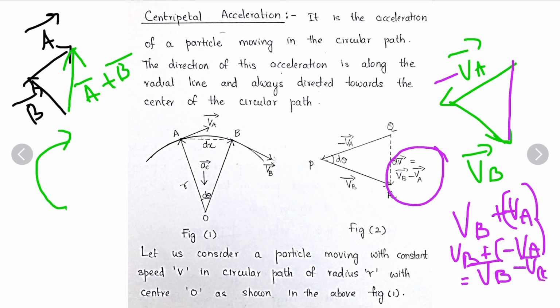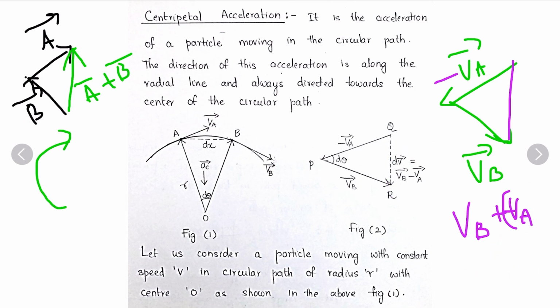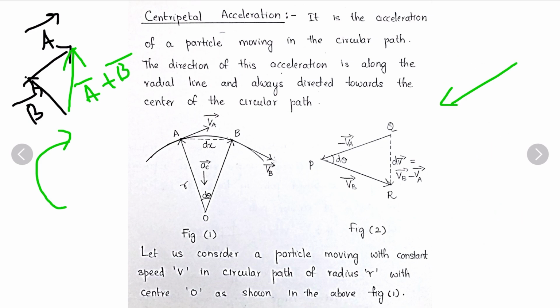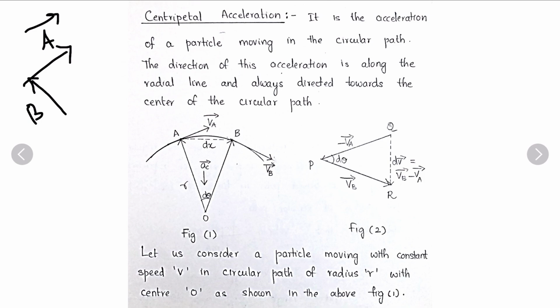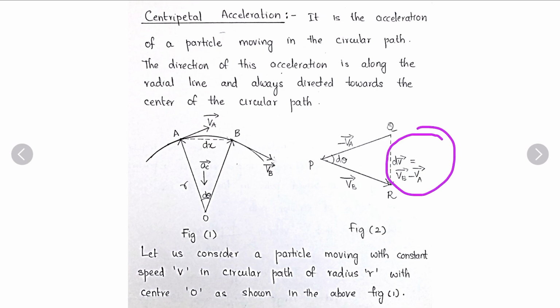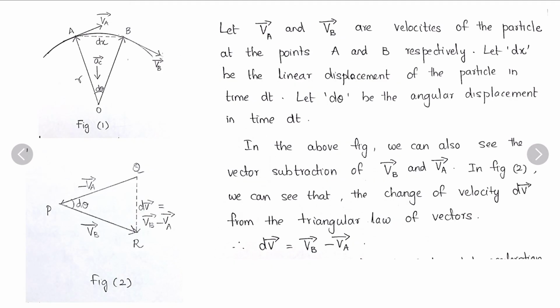This is what I have written here. Hope you are following. So try to understand the same vectors: the velocity at the point A is VA bar, the velocity at B is VB bar, and we have taken the VA in the opposite direction so that we can get the third side as subtraction, that is the difference of the velocities, VB bar minus VA bar, that is the change in velocity which we have taken as dV bar. So next, let us continue.